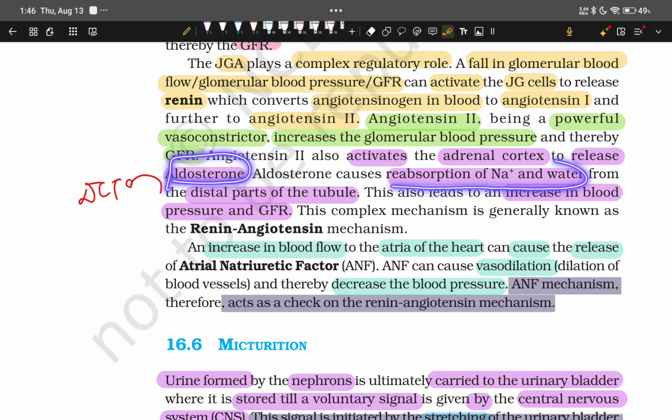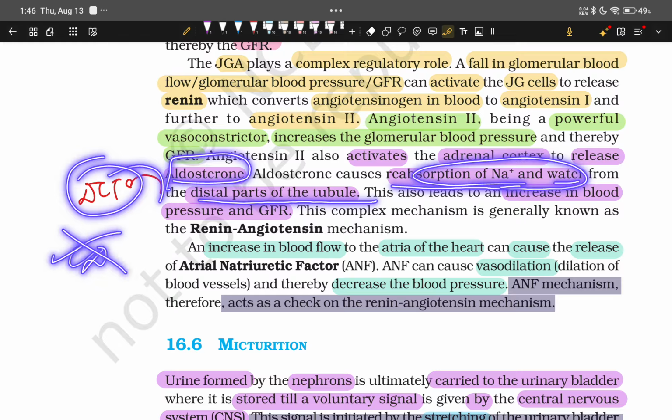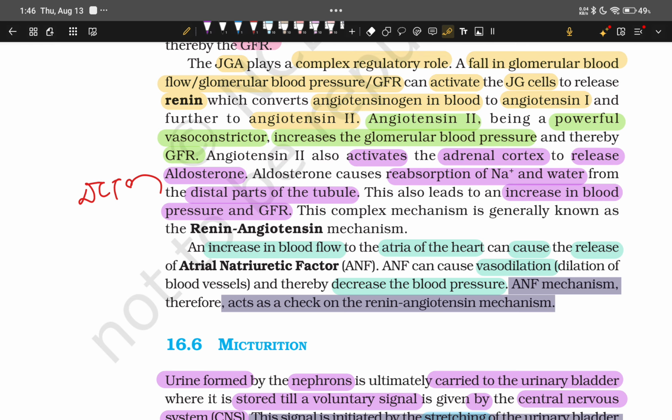Aldosterone causes reabsorption of sodium and water again from the distal part of the tubule. And what is the distal part? DCT, not CD. Don't think about CD because it's not even a part of the tubule. CD is not a part of the nephron. Many DCTs open into the CD. Remember, it's not part of a single nephron. So the distal part of the tubule means DCT.